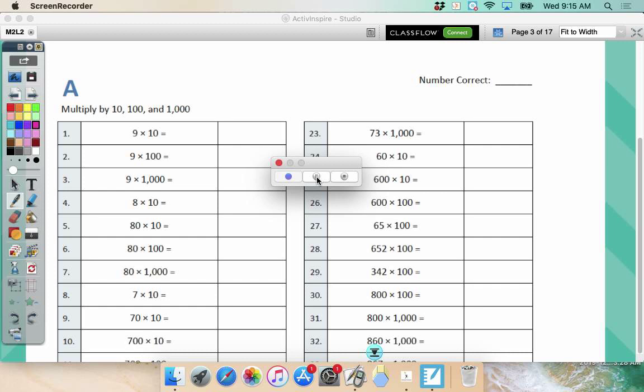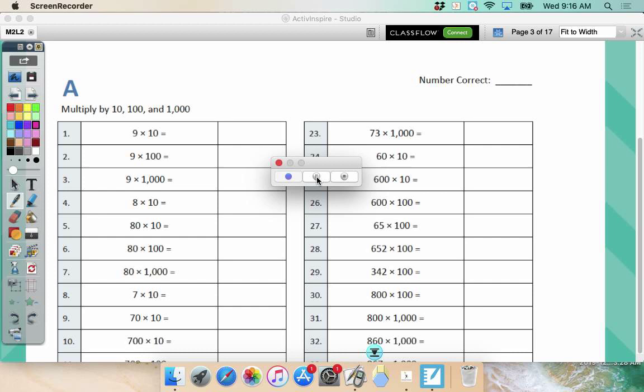Okay, answers for side A. 90, 900, 9,000, 80, 800, 8,000, 80,000, 70, 700, 7,000, 70,000, 700,000, 20, 300, 320, 40, 500, 540, 370, 840, 8,400, 84,000.